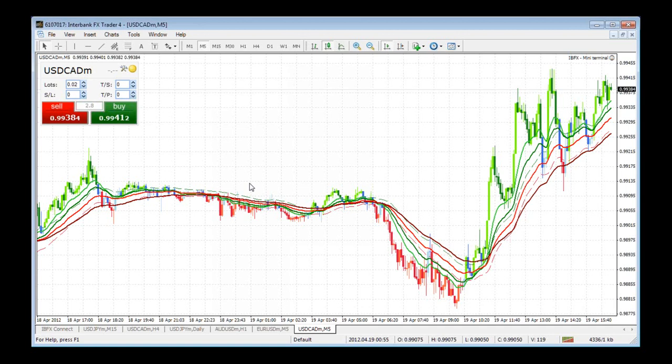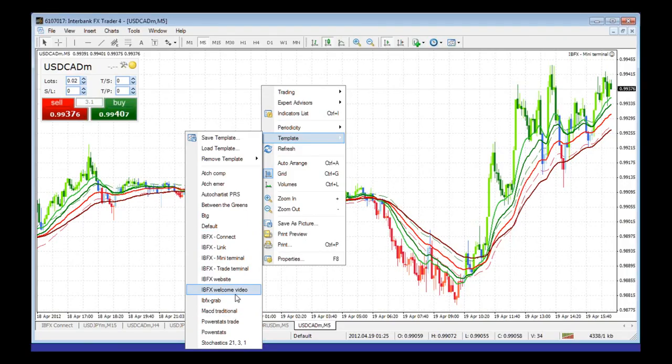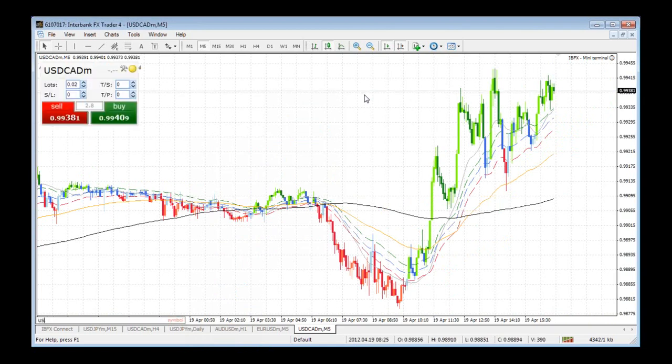Can you use it on the 30 minute? You know, I actually don't use between the greens on anything but a 5. I have been told by people who have adopted this strategy that they use it across multiple time frames, but I actually don't use it on anything but the 5, the between the greens.